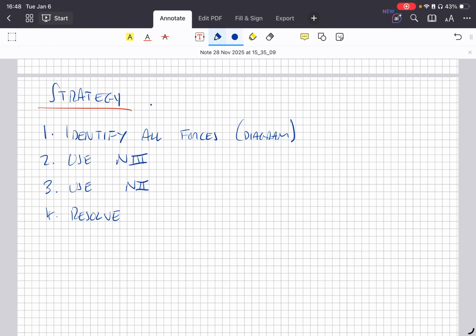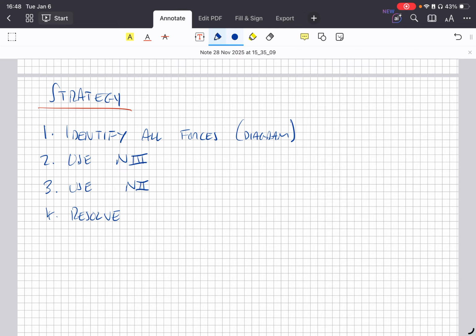Okay, in this video, we're going to see how we apply this strategy that we covered in the lectures to solve problems in mechanics. So just to run quickly through this, we have step one, which is identify all the forces that are acting in our system. And of course, we want to draw a diagram just so we can make sure we haven't missed anything.